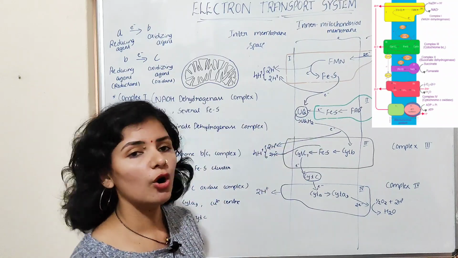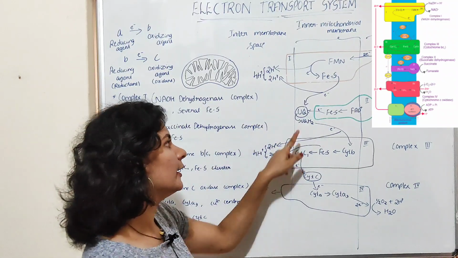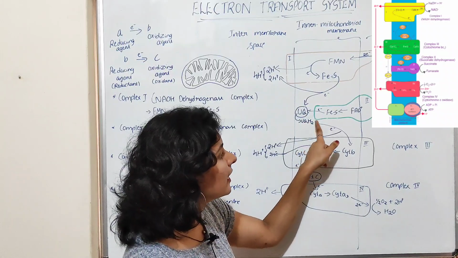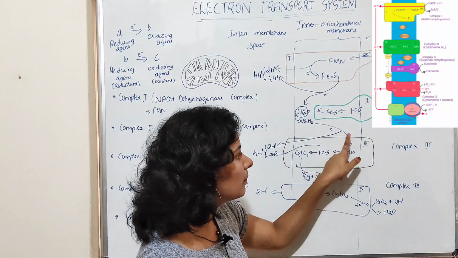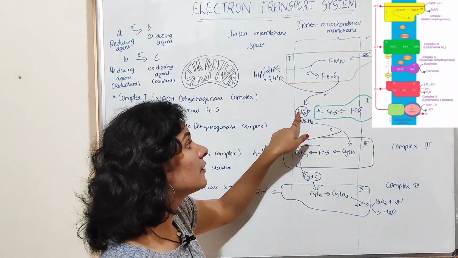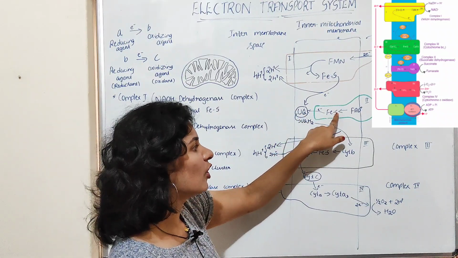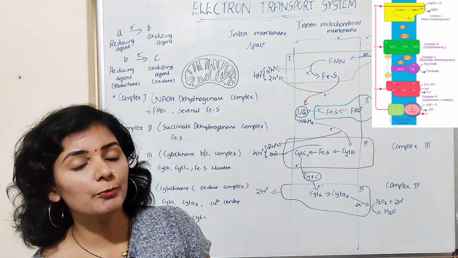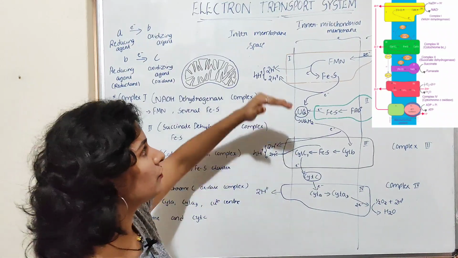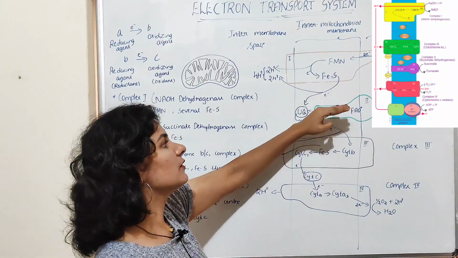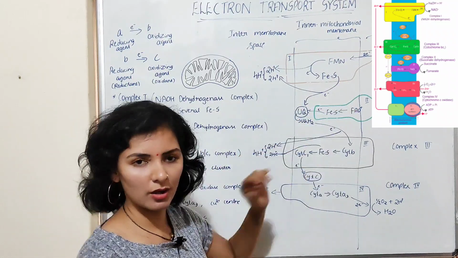This ubiquinone, after receiving 2 electrons, will be converted into ubiquinol, and this ubiquinol transfers those electrons to the cytochrome B carrier of complex 3. That is how ubiquinol will transfer electrons from complex 2 to complex 3. So this mobile carrier, that is ubiquinone, will transfer the electron from complex 1 to complex 3 as well as from complex 2 to complex 3.